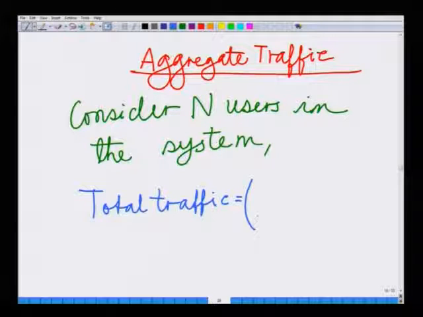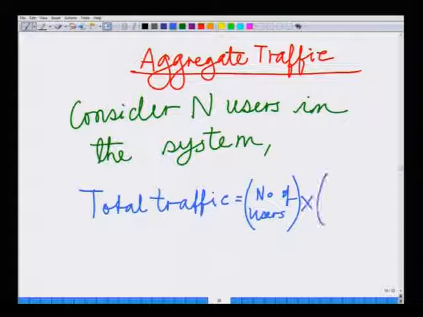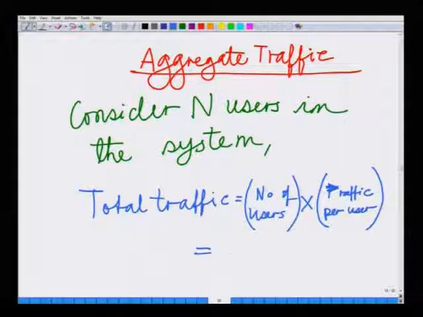the number of users into the traffic per user. That means we are saying the traffic per user is A naught. If the number of users is n, then the total traffic is nothing but the product of the number of users into the traffic per user, which is n times A naught, and this is denoted by A.